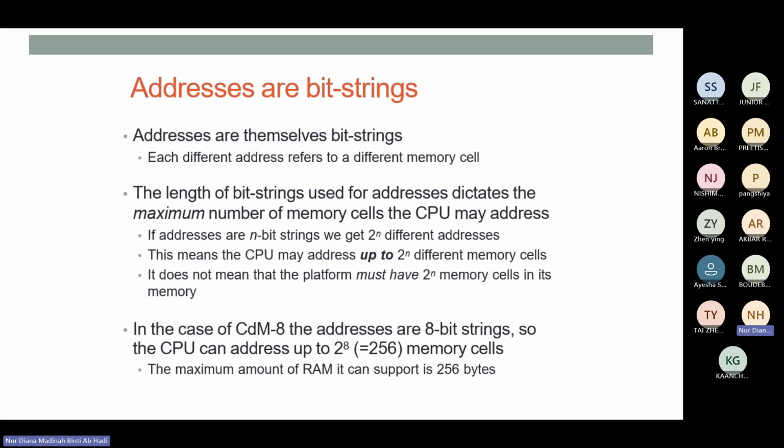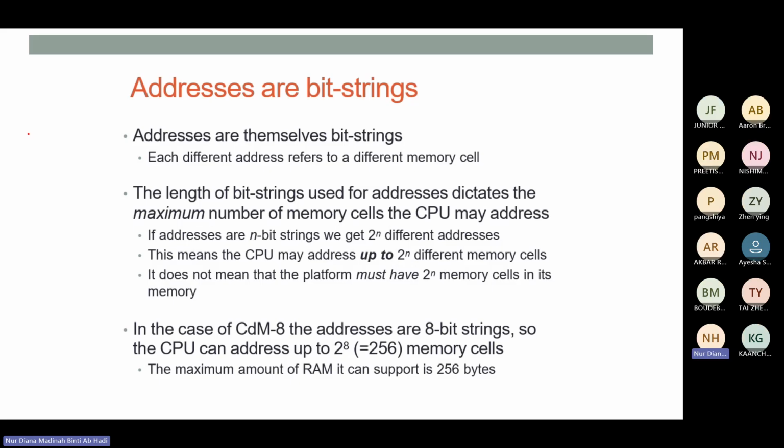So the length of the bit string used for addresses dictates the maximum number of memory cells the CPU may address. If the address is an n-bit string, we get 2 to the power of n different addresses. For example, if we have 16 bits, how many different addresses are we going to have? 2 to the power of 16. So this would be the value of our different addresses.